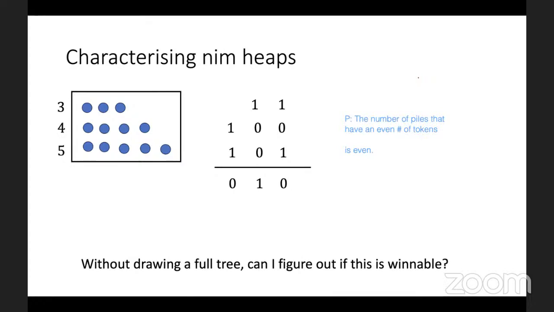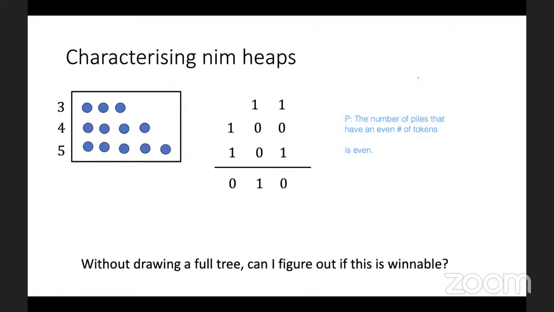On the other hand, if the property doesn't hold, so there are an odd number of piles that have an even number of tokens, that means there's at least one pile that has an even number of tokens, and I can just remove one token from it. And then that pile goes from being even to odd. So now I have removed one of the even piles. So if there were an odd number of even piles, now there are an even number of even piles after I make this particular move. So if the property is violated, I can restore it with one move. There is at least one move that's valid and that restores the property.